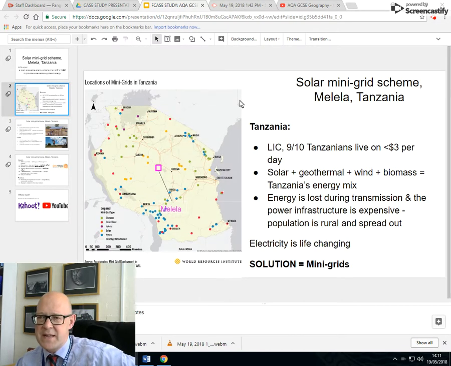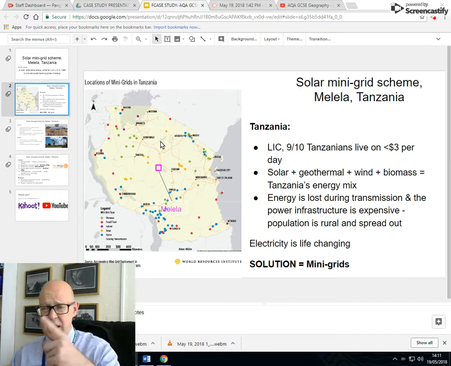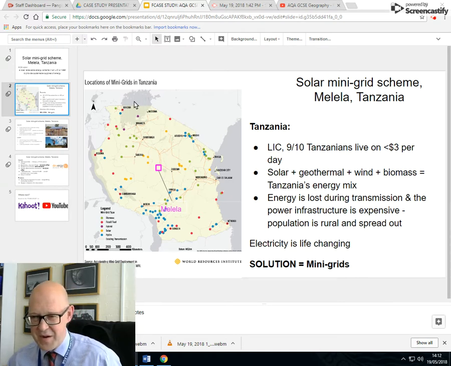So here is Tanzania. There's the Tanzanian map again. You may have seen this already for the tourism. You've got a tourism case study, and you've got this one about power. There's the coast, and you can see some well-known places. There's Zanzibar City, the coastal area. Kilimanjaro is up here. Lake Victoria. I'm going mad. And we're talking about a region right central, Melela.